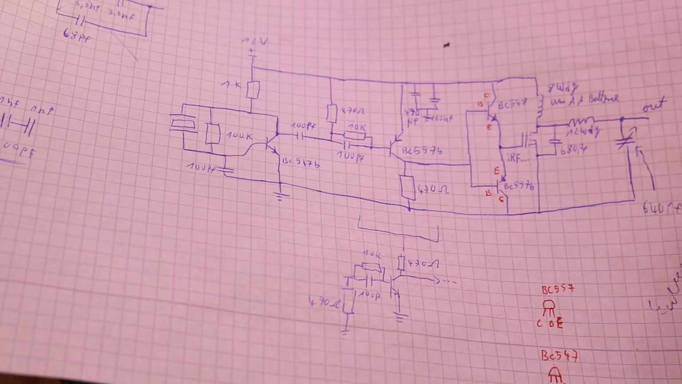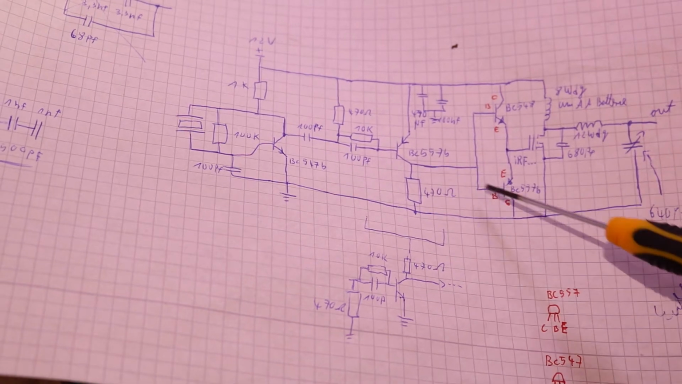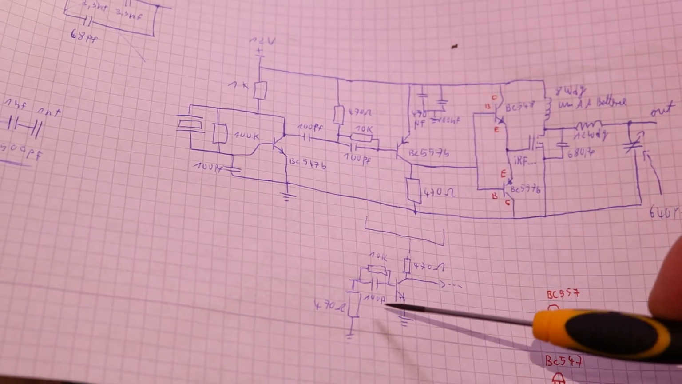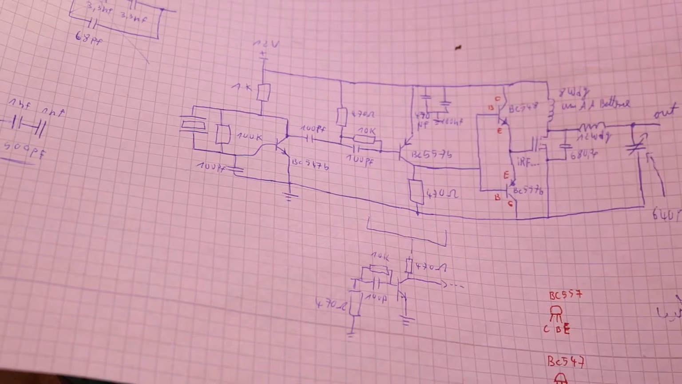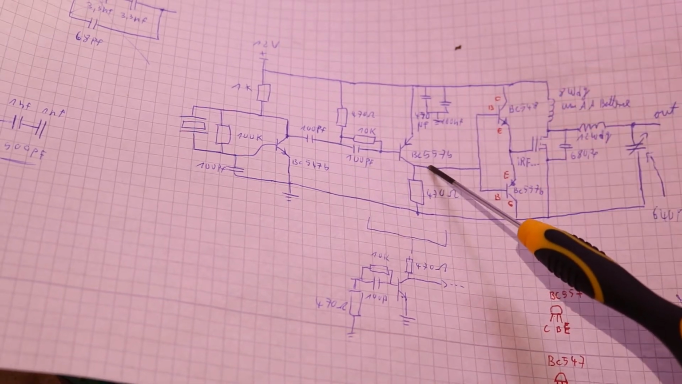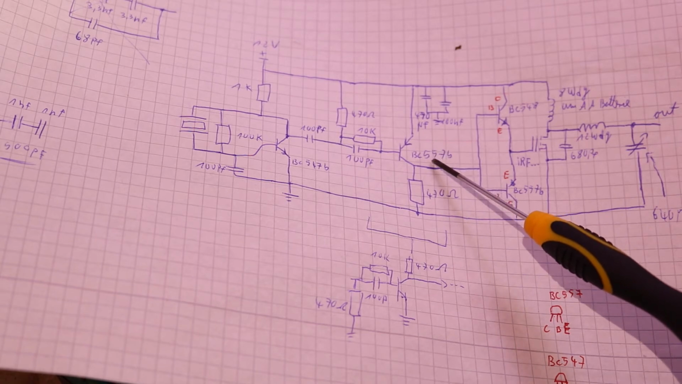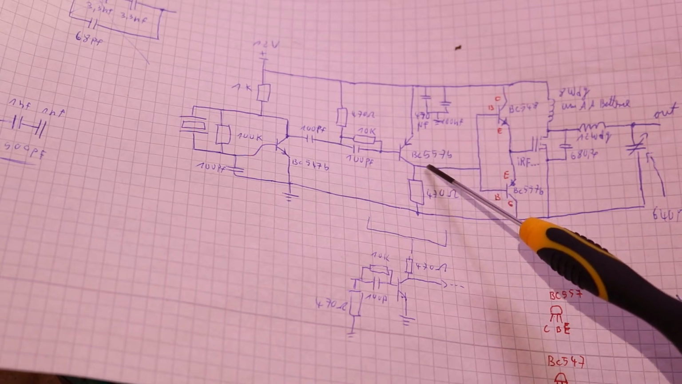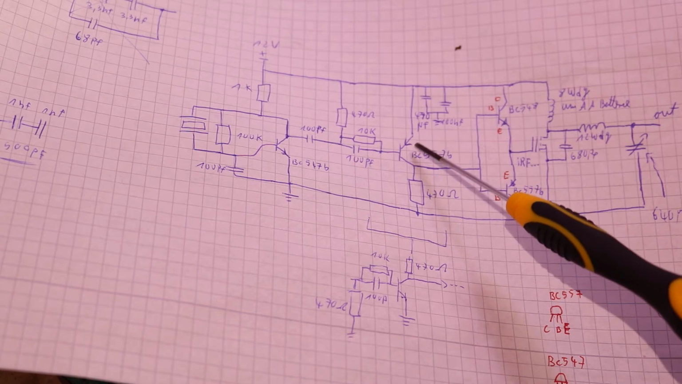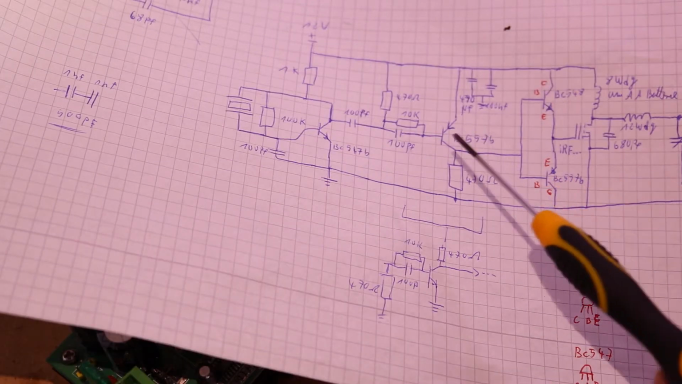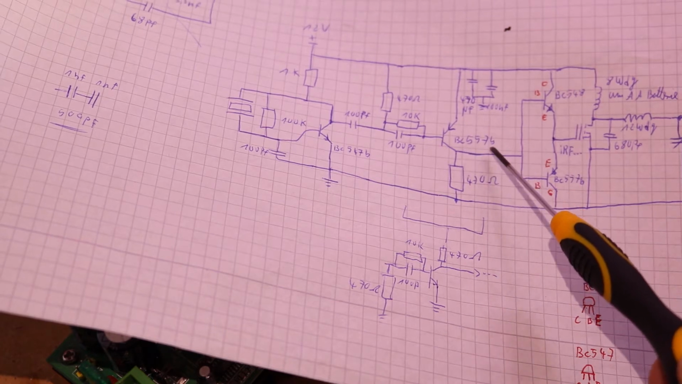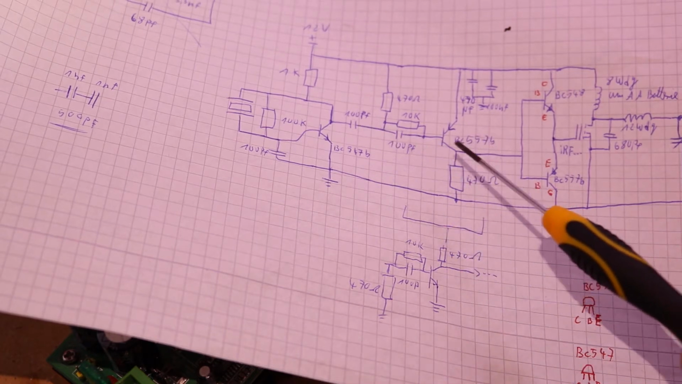BC557B. I think I have a BC548 in there right now. This is working as well. This stage before that with the 470 ohm resistor. Oh yes, this is how it is right now. It's a BC547B, I think. Let me see. Yeah, right now it's a BC547B or BC548.